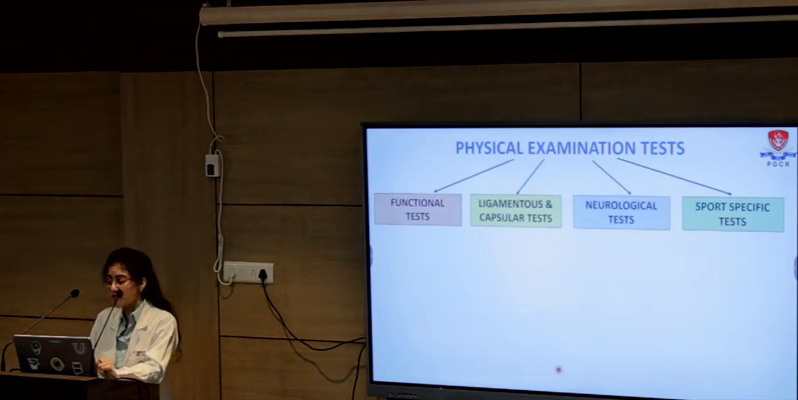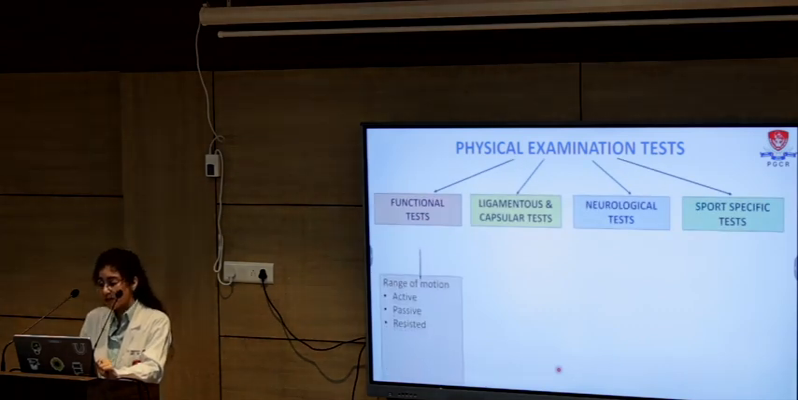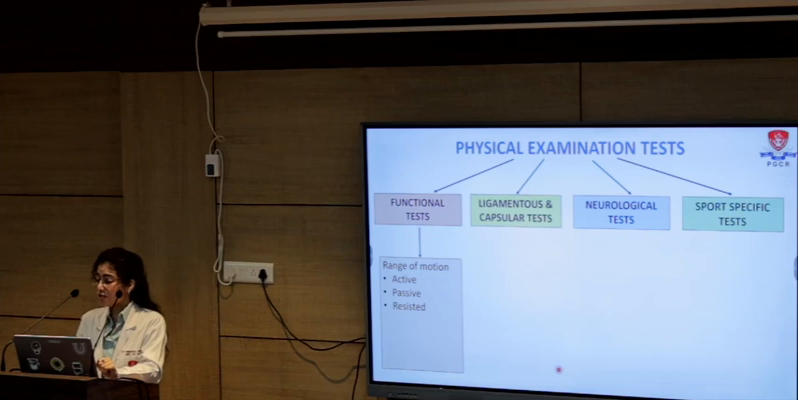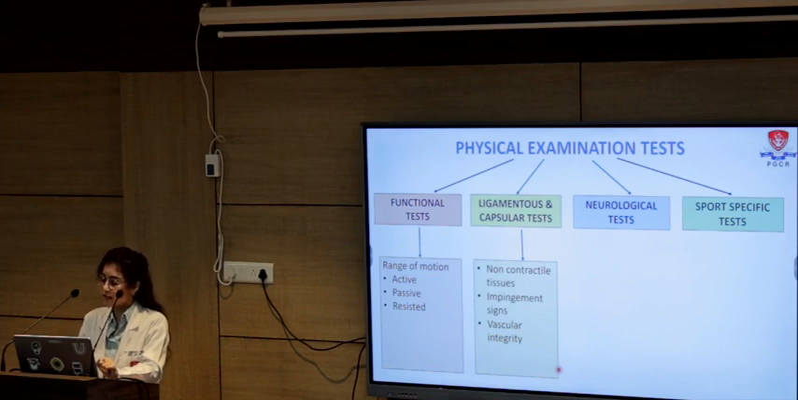Under physical examination test, we begin with functional test. This assesses the range of motion in three ways, that is active, passive, and resistive muscle strength, and potential mechanical restrictions. Next, ligamentous and capsular test, which are special tests for instability, non-contractile tissue involvement, impingement signs, and any vascular issues.